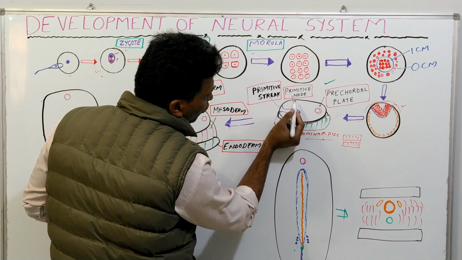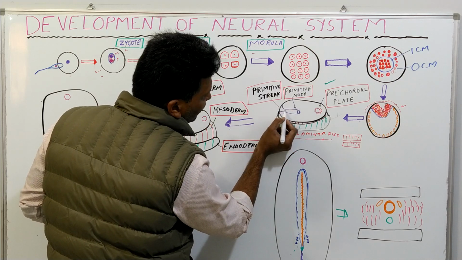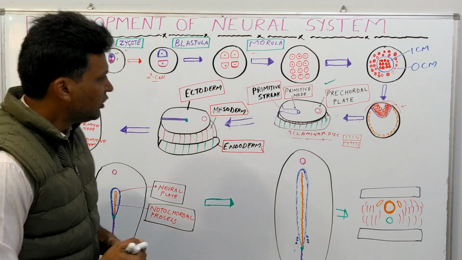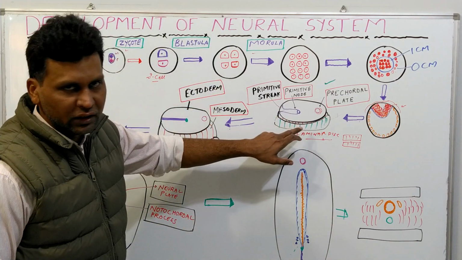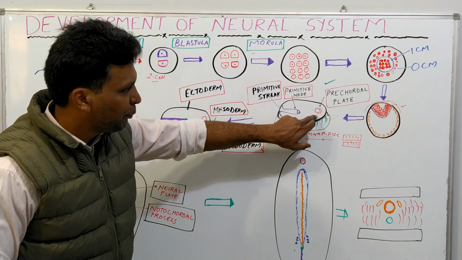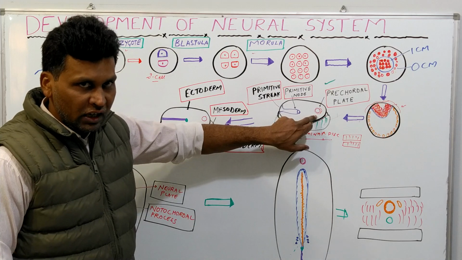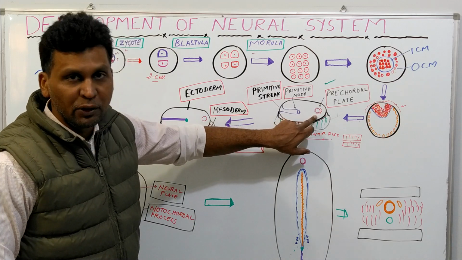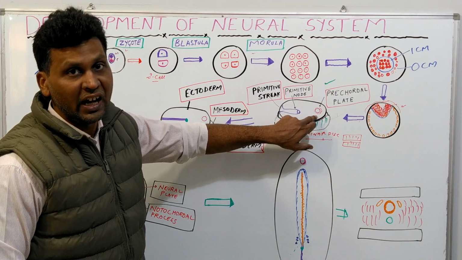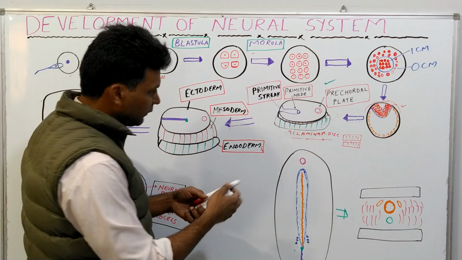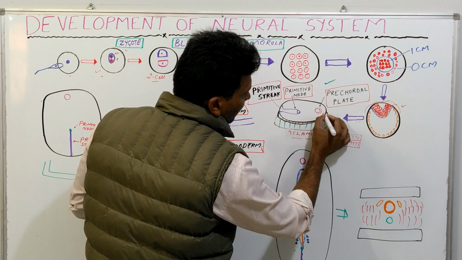Now this area is called the primitive node and this is called the primitive streak. Very important point here. This precaudal plate later on will develop into the mouth. This is the anterior portion. It means that this area is your cephalic area.